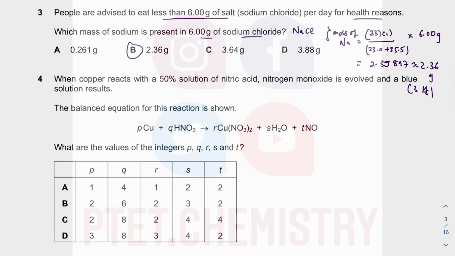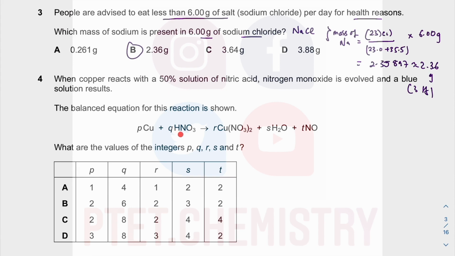Number 4, this is a classic copper plus concentrated nitric acid. So we know copper does not react with dilute nitric acid. If you remember from your GCSE, IGCSE or O-level, copper is below hydrogen in the reactivity series. They don't react with dilute acid. This is a 50% solution of nitric acid. This is concentrated nitric acid.